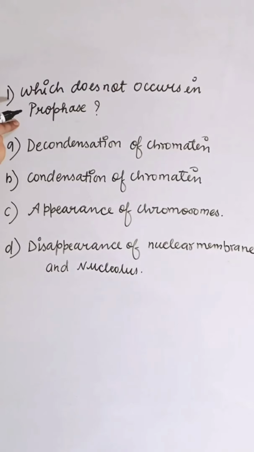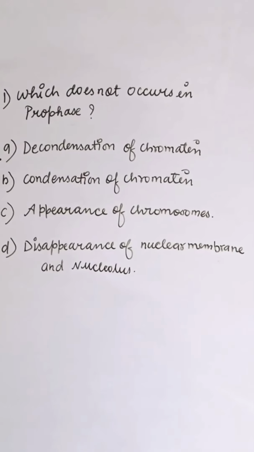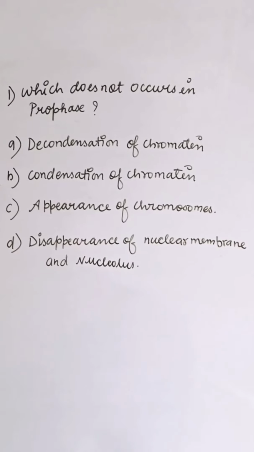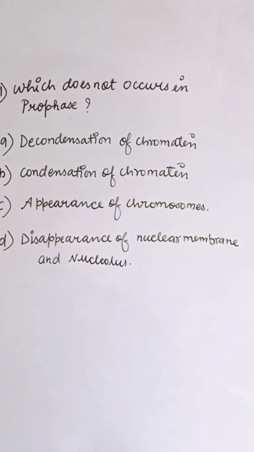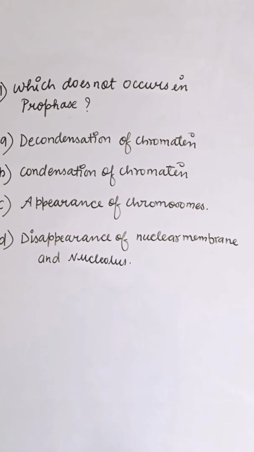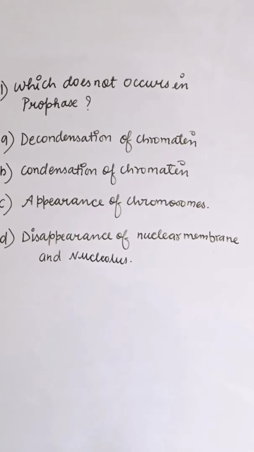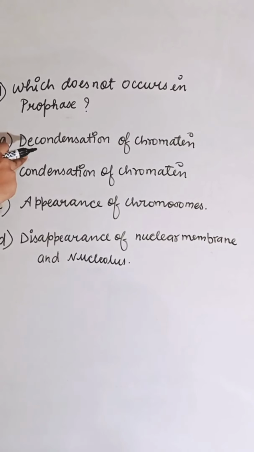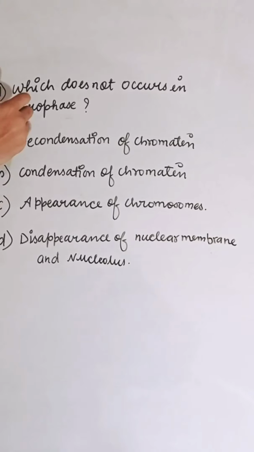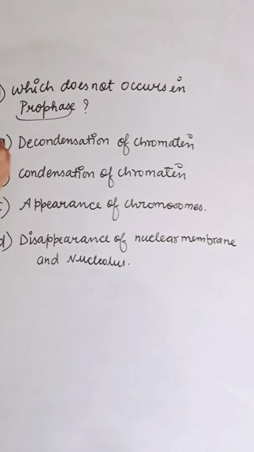Which does not occur in prophase? First option decondensation of chromatin, second is condensation of chromatin, third is appearance of chromosomes, fourth is disappearance of nuclear membrane and nucleolus. Decondensation of chromatin will not take place during prophase. So correct answer is A.